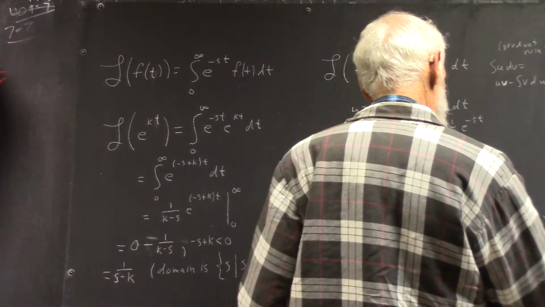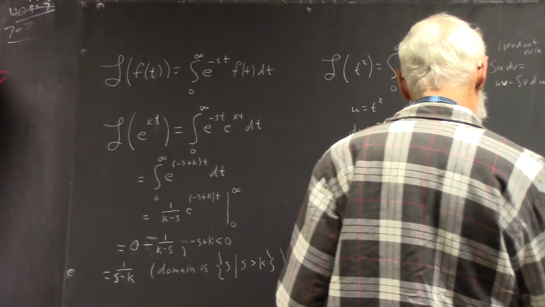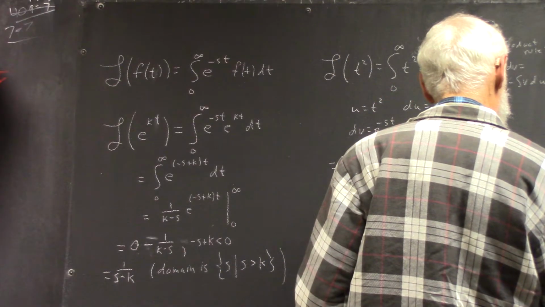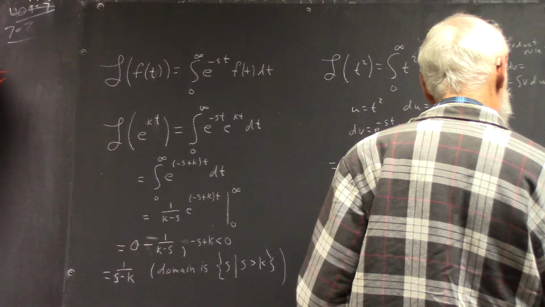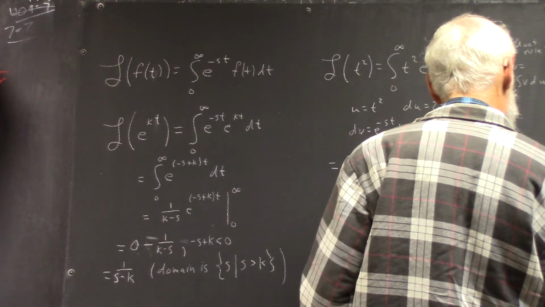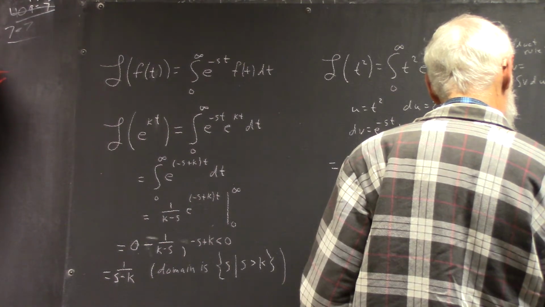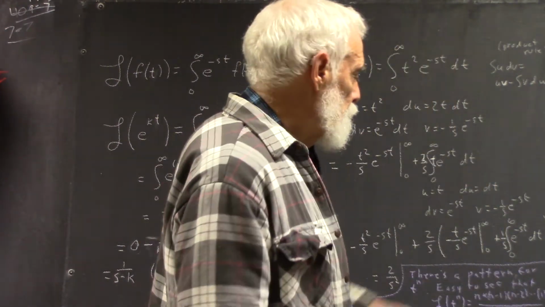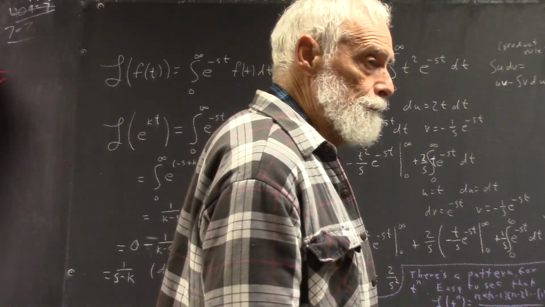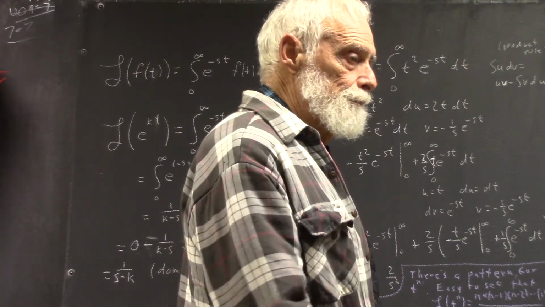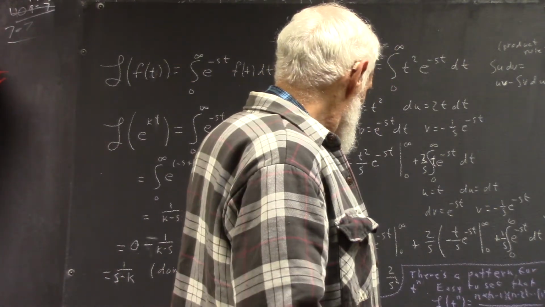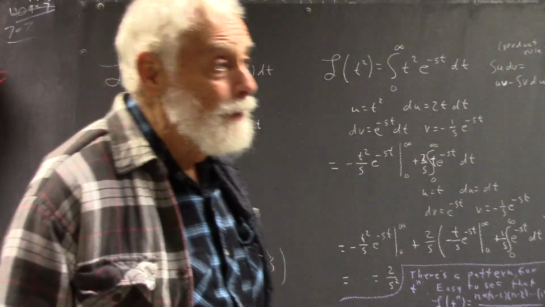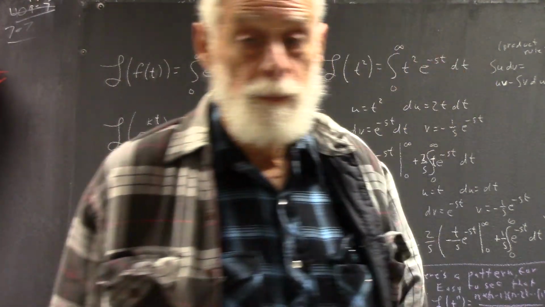That may be a little hard to read what I wrote there. The chalk's not working real well there. Well, that's n factorial over s to the n, which is, of course, a formula you're going to see if you look at the book.